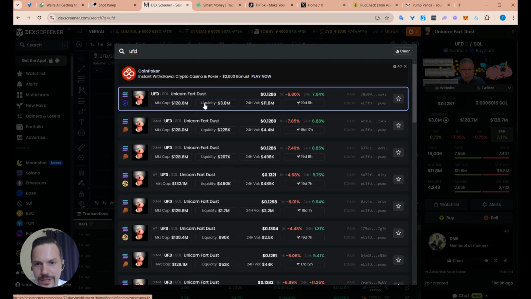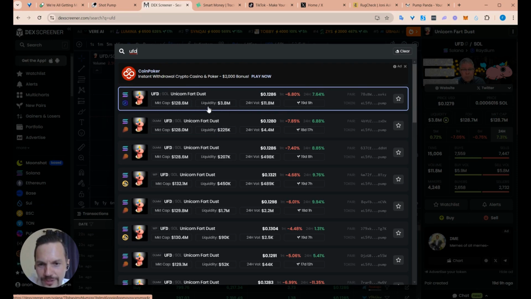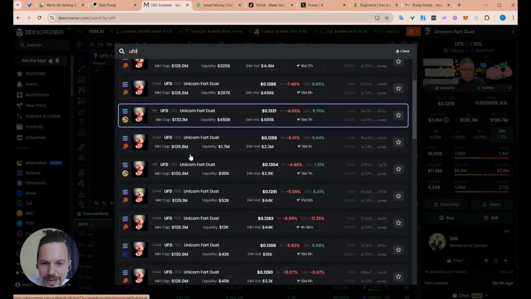You can see here, okay, here's the original up top. This is the market capitalization and a liquidity of 3.8 million. Whereas this other one here has only a liquidity of 225,000. It could be that this is a scam. So you should always just take the top one that has the highest liquidity, where you can make sure that this is the original and you don't end up with a scam somewhere.